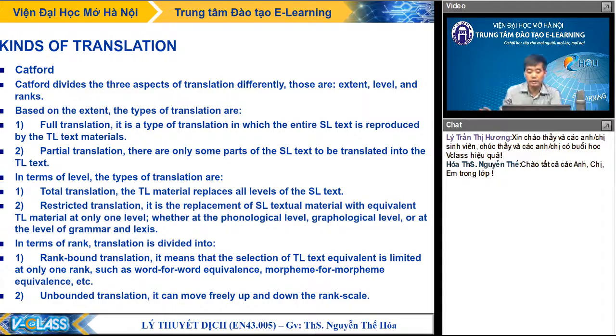And now we can direct our discussion of translation to the other aspect. We have a scaffold. Scaffold divides the three aspects of translation differently. So they are extent, level, and rank. Now we go into detail. Based on the extent, we have these kinds of translation. Full translation. So what is full translation? It is the type of translation in which the entire source language text is reproduced. And the second one, partial translation. It means that only some part of the source language text is to be translated.